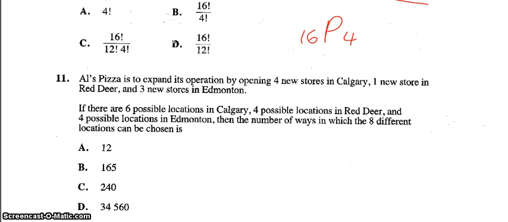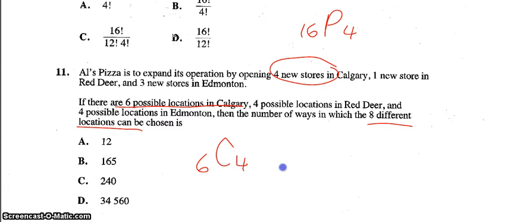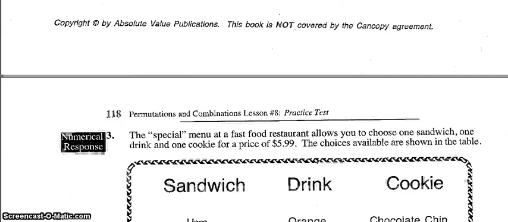All right. So you read the question, you find out 6 possible locations for 4 stores. You just want to find out how many different locations, total 8 different locations will be chosen. You don't care which store goes there, so the order doesn't matter. So 6 locations in Calgary, you choose 4. 4 locations in Red Deer, you choose 1. And 4 locations in Edmonton, you choose 3. And then it is N. So here's the answer. Okay.